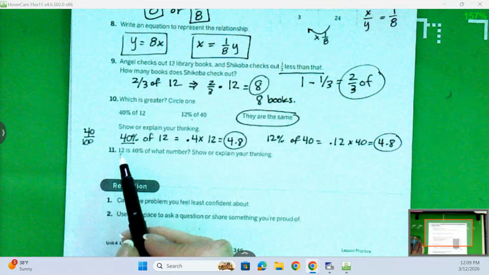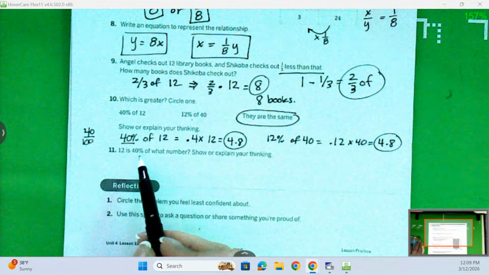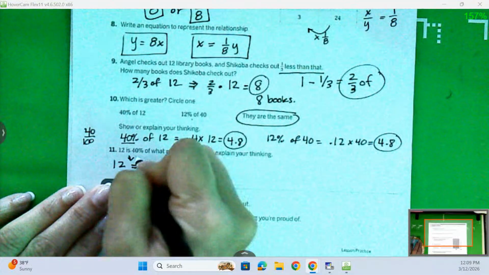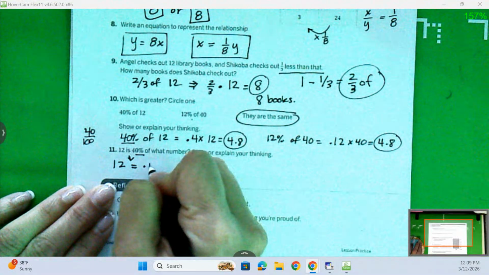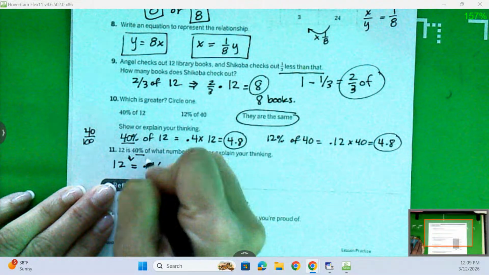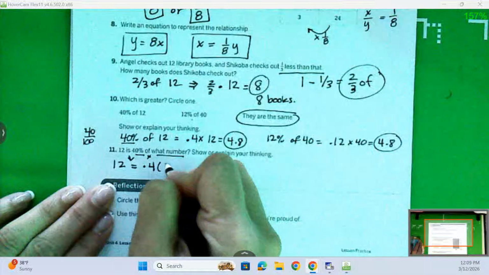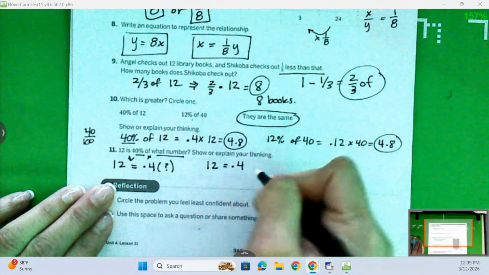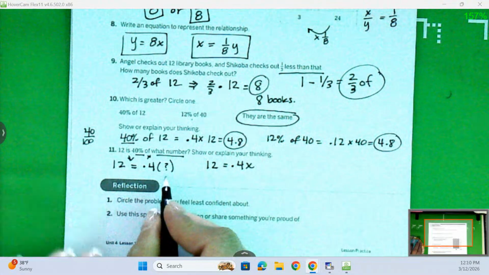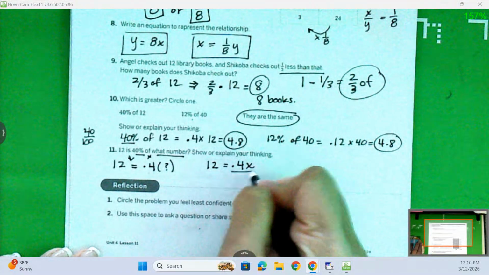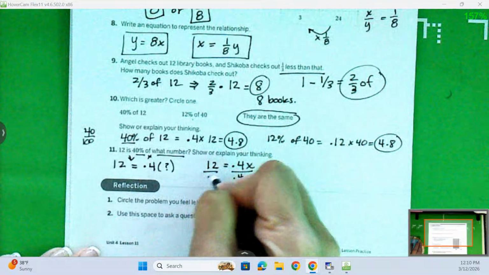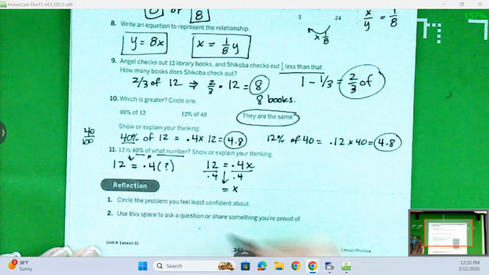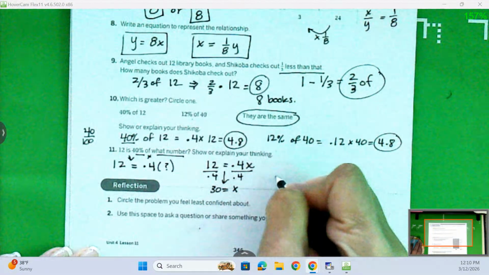Okay, the last questions. Translating 12 is 40% of what number? 12 is 40% is again 0.4 times what number? That's our mystery. So I can change that to 12 equals 0.4x for the unknown. To solve for x, we're going to divide both sides by 0.4, and x equals 30. So our answer is 30.